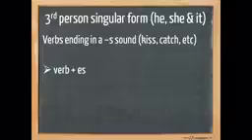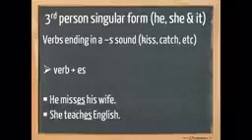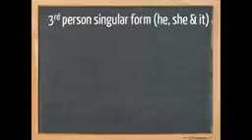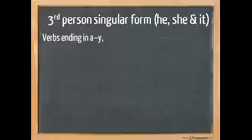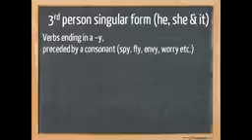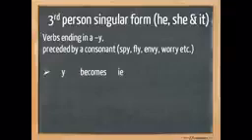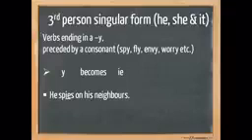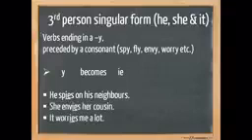We need to pay extra attention when verbs end in an S sound, such as kiss and catch. We use the infinitive form of the verb, but we add ES. He misses his wife. She teaches English. Also for verbs ending in a Y, preceded by a consonant, such as spy, fly, envy, worry, and the consonants being an L, a V, an R, the Y becomes IE. He spies on his neighbours. She envies her cousin. It worries me a lot.